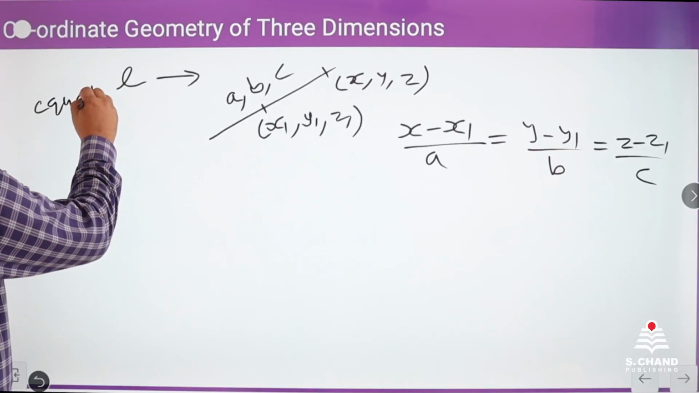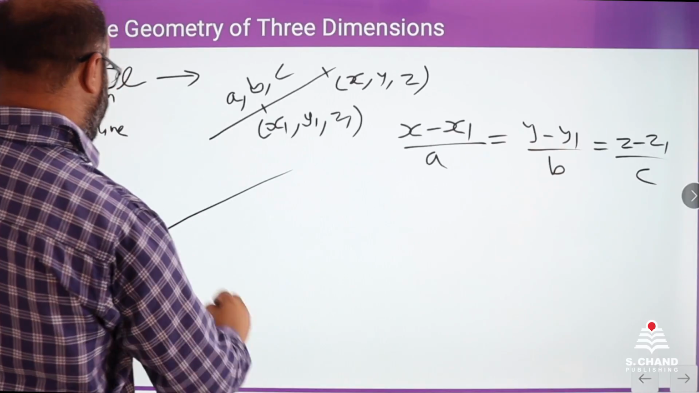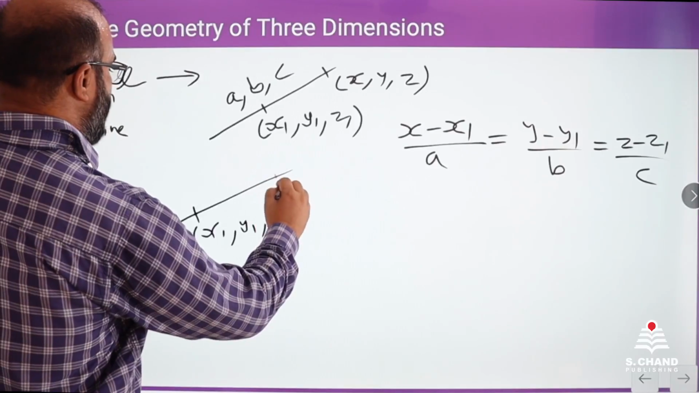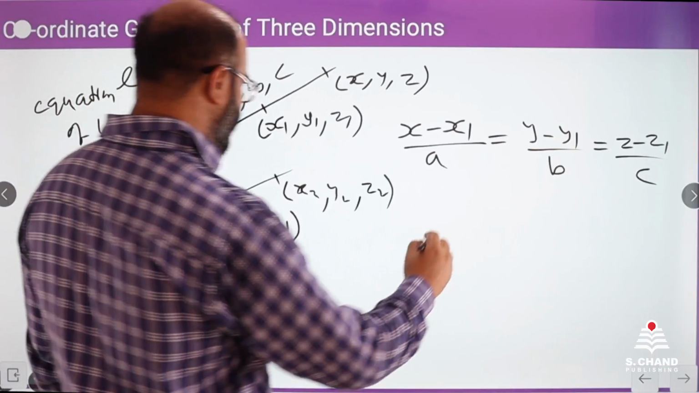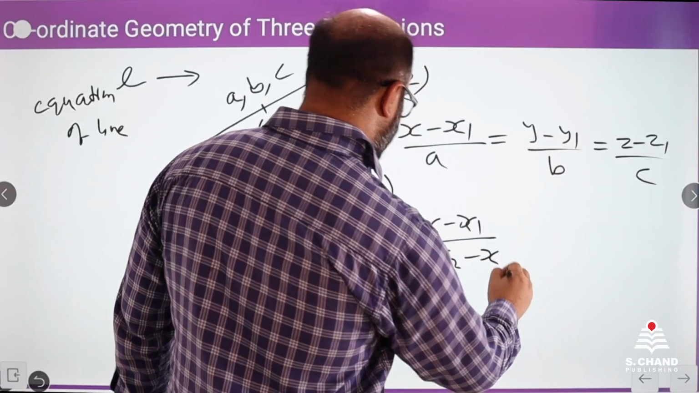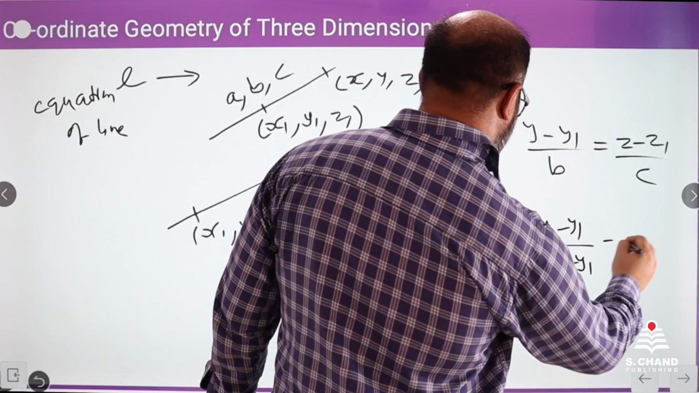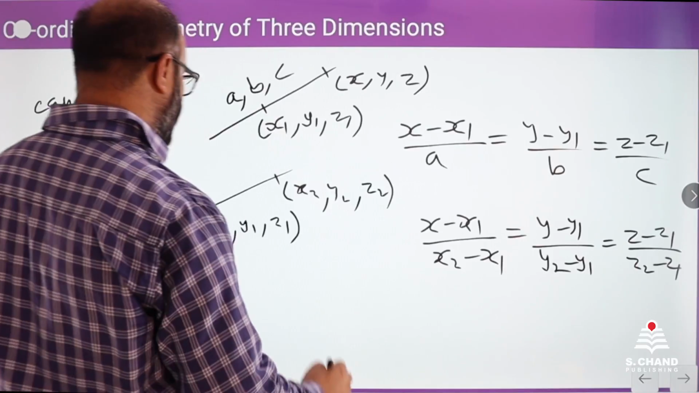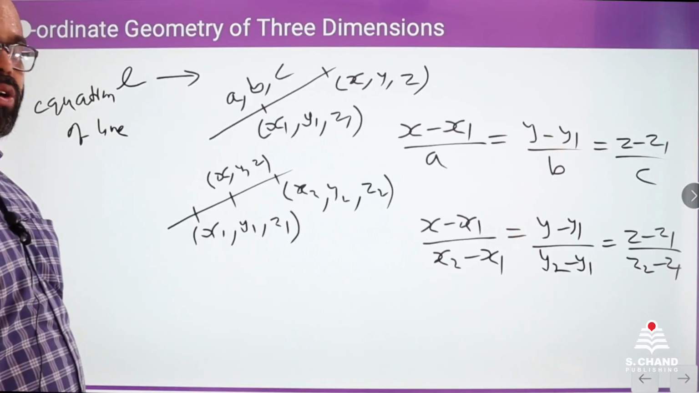Now what happens when we take 2 points? Instead of direction ratios, we take 2 points x1, y1, z1 and x2, y2, z2. Then in that situation we get x minus x1 by x2 minus x1 is equal to y minus y1 by y2 minus y1 is equal to z minus z1 by z2 minus z1, and x, y, z are the coordinates of any variable point on the line.